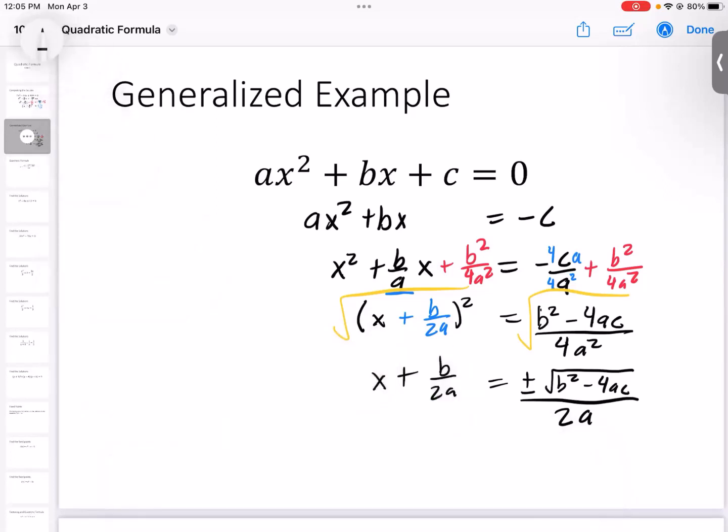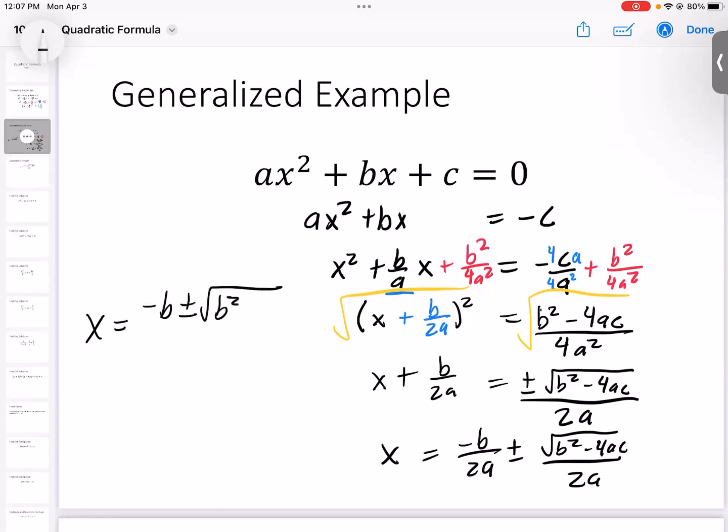Okay, then the next step would be just get x by itself by subtracting b over 2a from both sides. And this gives me negative b over 2a plus or minus the square root of b squared minus 4ac all over 2a. And then you could combine those two fractions together because they both have common denominators. And you end up with the solution that x equals negative b plus or minus the square root of b squared minus 4ac over 2a.